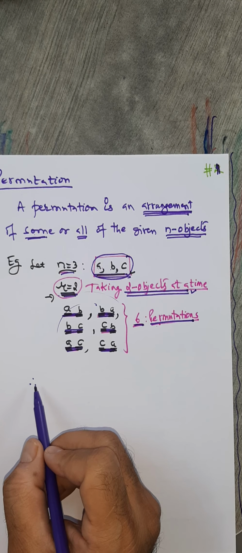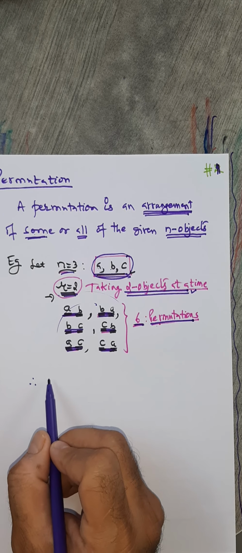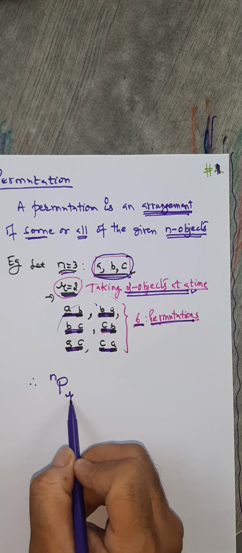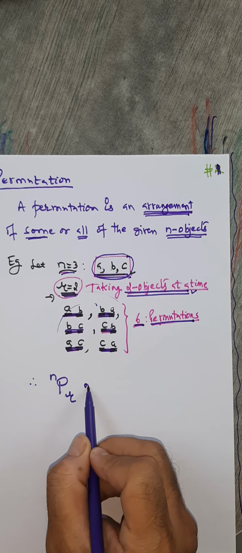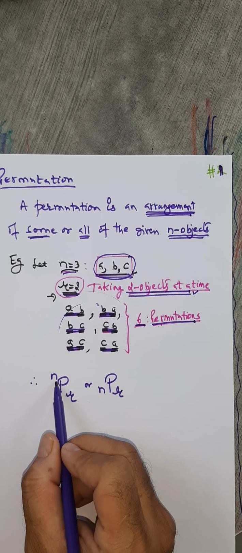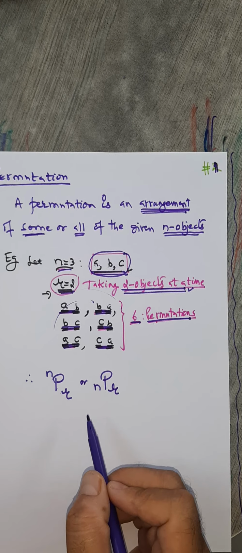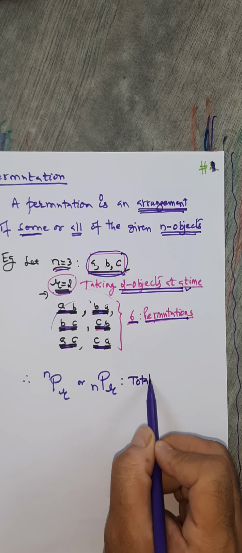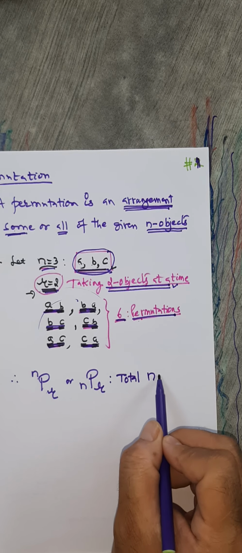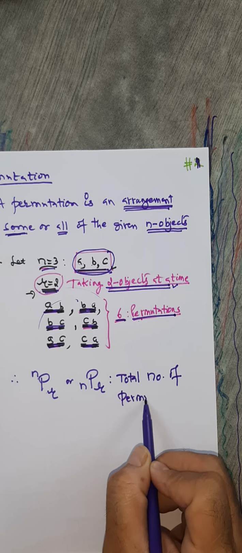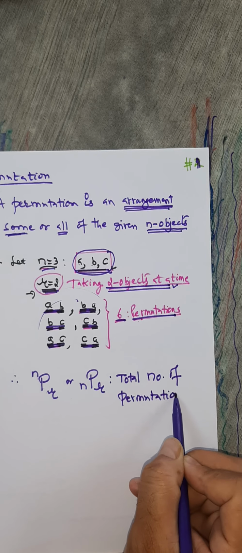You will see later on also. Here it is denoted by this symbol n, then big P and then r. Some authors use this also like this, nPr. This is read as nPr. Whether you write like this or like this, both are standard notation. What is this nPr? That is total number of permutations.